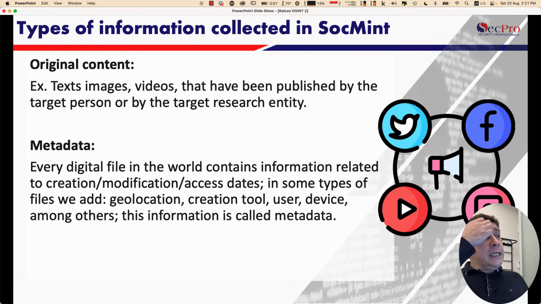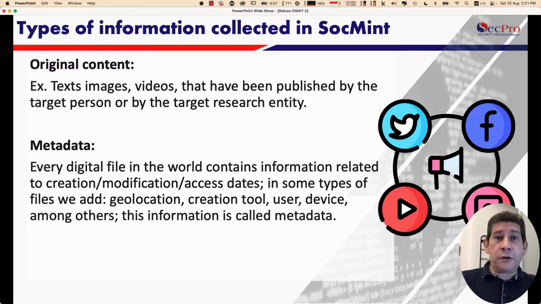Of course, you can look for text. It's one of the important things. Images, videos, right? You know that text can provide you an MD5. We already talked about hashes. And with that hash, we can look for a specific text on the entire internet. It's one of the things we can do.